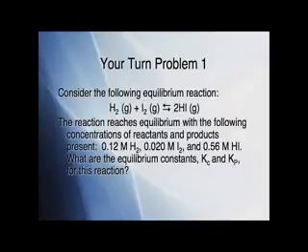So the first problem, we're going to look at the equilibrium system that involves hydrogen and iodine gases forming hydrogen iodide, and this reaction will reach equilibrium with these concentrations: 0.12 moles per liter of hydrogen, 0.020 moles per liter of iodine, and 0.56 moles per liter of hydrogen iodide. The goal here is to find the equilibrium constants Kc and Kp for this reaction. So go ahead and pause and work this out, and we'll resume here in just a couple minutes.